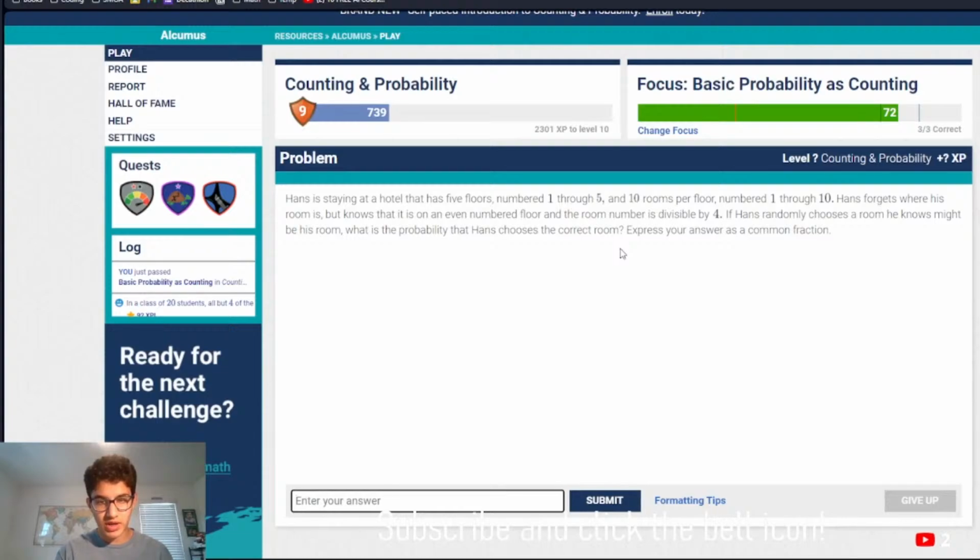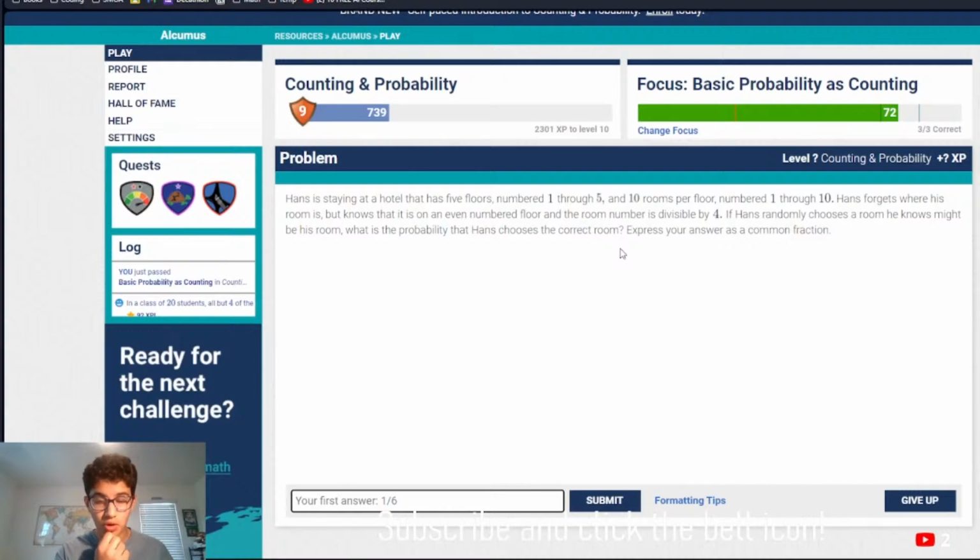Hans is staying at a hotel that has 5 floors, 1 through 5, and 10 rooms per floor, numbered 1 through 10. Hans forgets where his room is, but he knows that it is on an even numbered floor, and the room number is divisible by 4. Okay, so basically it's going to be 1 out of how many rooms satisfy his criteria. So you can have 20, 24, 28, or 40, 44, 48. So that's 6. So he's got 6 rooms that he thinks might be his room, and then you do 1 out of 6. Okay, wrong.